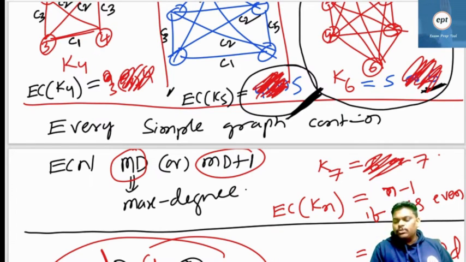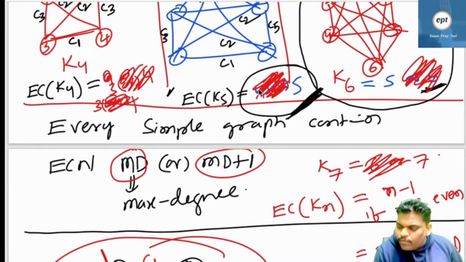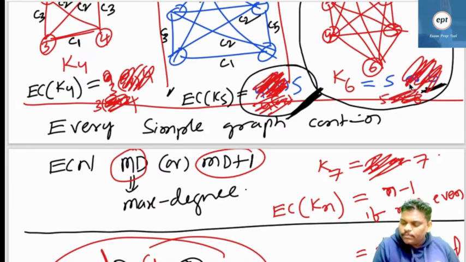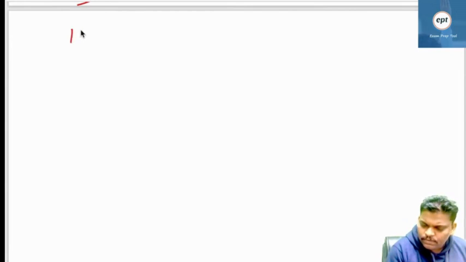So I gave some examples also. K4 is 3. K4 maximum degree is 3, so the answer is 3 or 4, but because of even, 3. K5 answer is 4 or 5, because of odd, 5. K6 answer is 5 or 6, because of even, 5. K7 answer is 6 or 7, because of odd, 7. Similarly, Kn is n minus 1 if n is even, and Kn is n if n is odd. That's it. Nothing there.